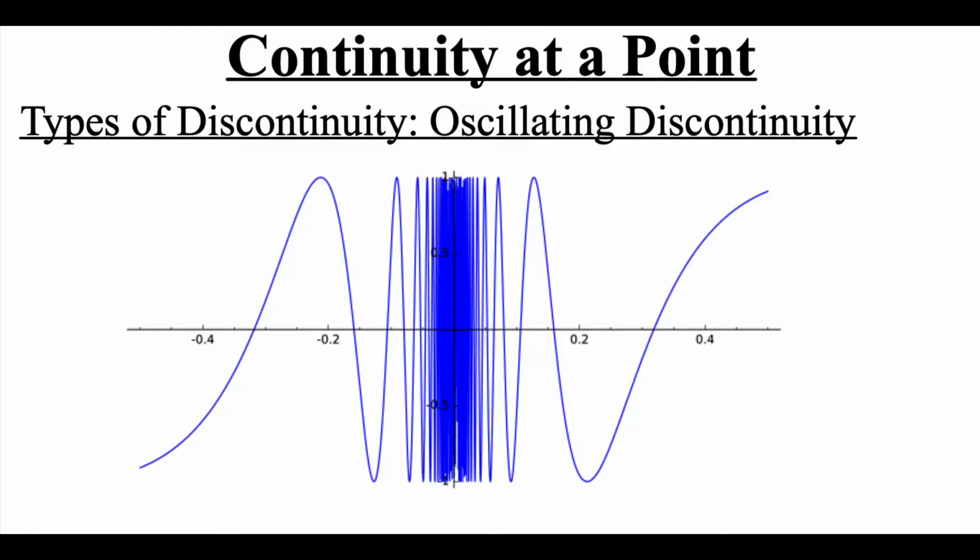Also, for discontinuities, you could have something called an oscillating discontinuity. So as you're approaching a specific point or x value, your graph could be oscillating, bouncing up and down between y values. So it's not really approaching a specific y value, but it's just constantly bouncing up and down as you get closer and closer to that x value. That's oscillating discontinuity.